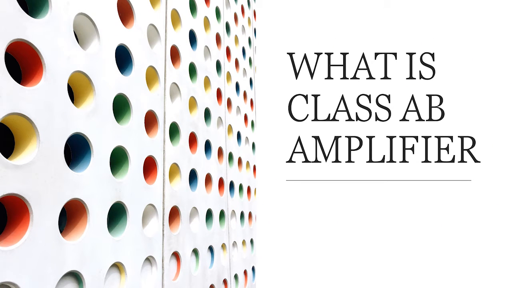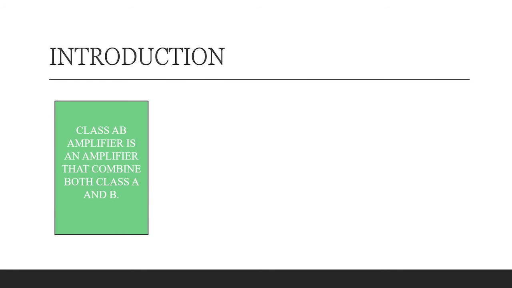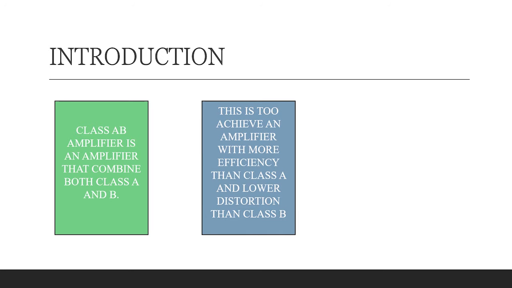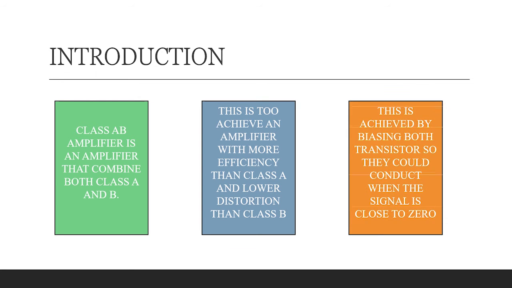What is Class AB amplifier? For the introduction, the Class AB amplifier is an amplifier that combines both Class A and Class B. This is to achieve an amplifier with more efficiency than Class A and lower distortion than Class B. This is achieved by biasing both transistors so they could conduct when the signal is close to zero.